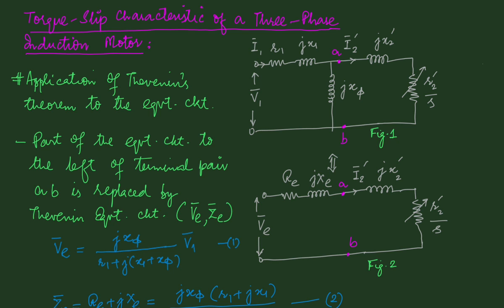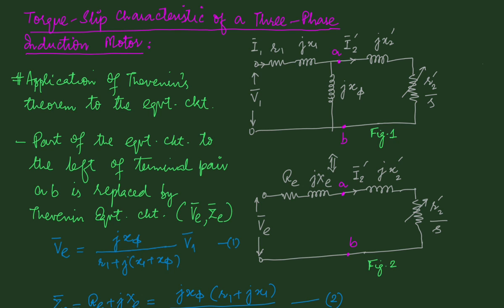To obtain the torque speed characteristic, we make use of the Thevenin's theorem as applied to the equivalent circuit of the motor. The equivalent circuit of a three-phase induction motor is shown in figure 1, and we replace the portion of the circuit to the left of the terminal pair AB by its Thevenin equivalent.